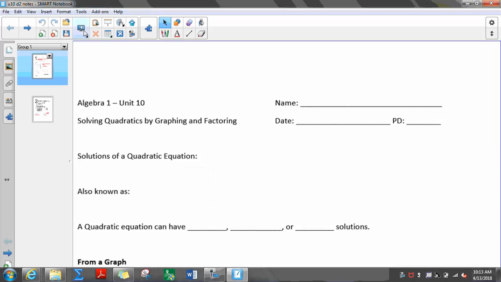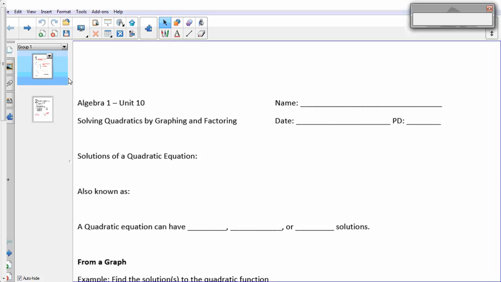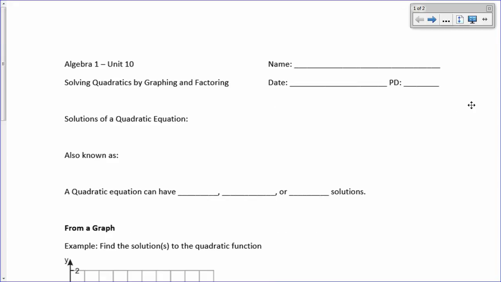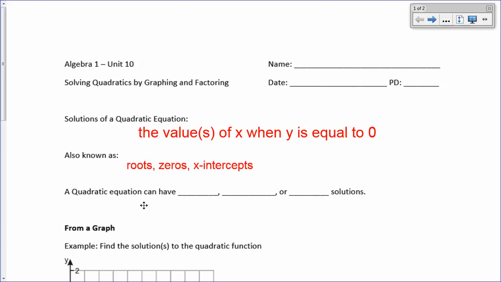Hello everybody, today we're going to do day 2 notes from unit 10, which we're going to talk about solving quadratics by graphing and by factoring. Now, in order to solve a quadratic, you are finding a solution. A solution to a quadratic equation are the values of x when y is equal to 0, also known as the roots, the zeros, the x-intercepts, the solutions. Okay? A quadratic equation can have 1, 2, or 0 solutions.